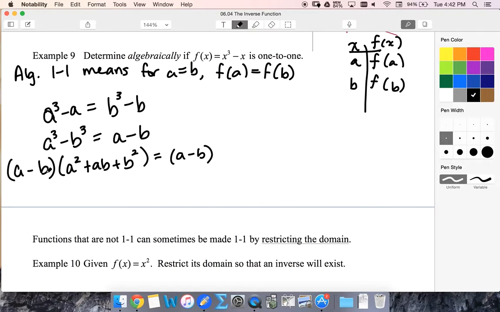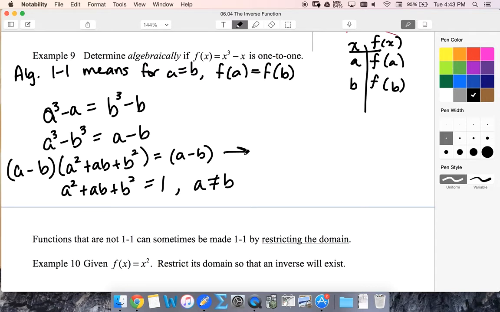Now I notice that these two are the same thing. So if I divided both sides by a minus b, I would get a squared plus ab plus b squared equals 1. And because I've just divided by a minus b, I would have to say that a cannot be equal to b. Well, if a can't be equal to b, then any other term that this is true for would mean that I'm not satisfying this condition that a has to be equal to b. So already here I can justify that it's not one-to-one.